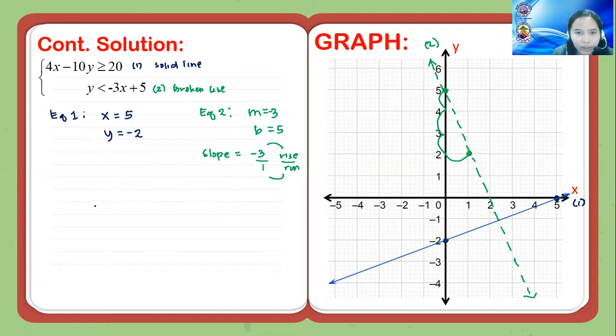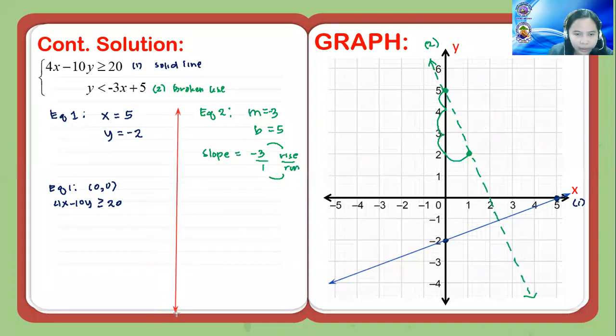Let's have the graph. So, equation 1 first. For equation 1, we will use 0, 0. So, we have 4x minus 10y is greater than or equal to 20. So that you can see the difference between them, I will divide this, class, so you can see they are different. Okay? So let's start first with equation number 1. So we will replace x and y with 0, 0.